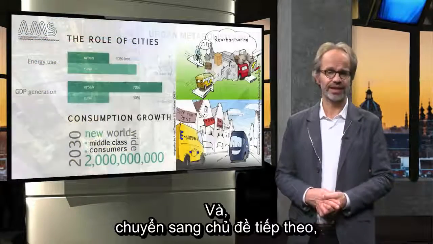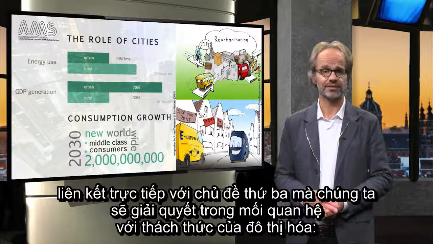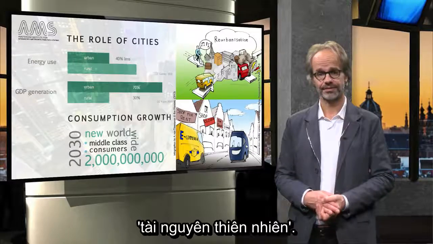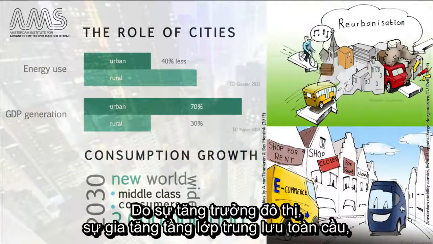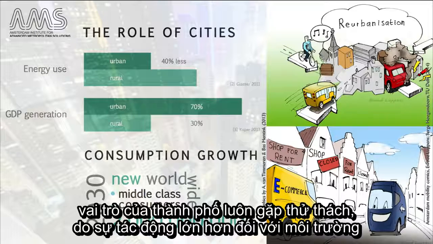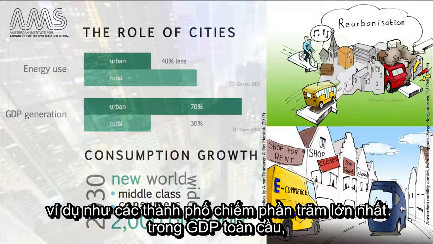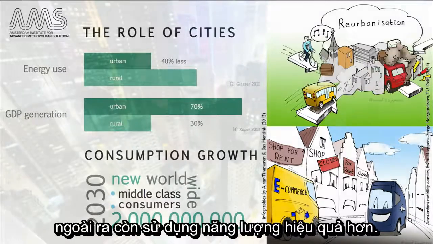And this on its turn connects directly to the third theme we will address in relation to the challenge of urbanization, which is the natural resources. Due to urban growth, globally rising middle class and new developments like ICT, with respect to the natural resources, the role of cities is often challenging due to their larger environmental impact and socio-economic change. But it also includes significant potentials for solutions, as cities, for instance, generate the largest share of global GDP, while being more effective in energy use.